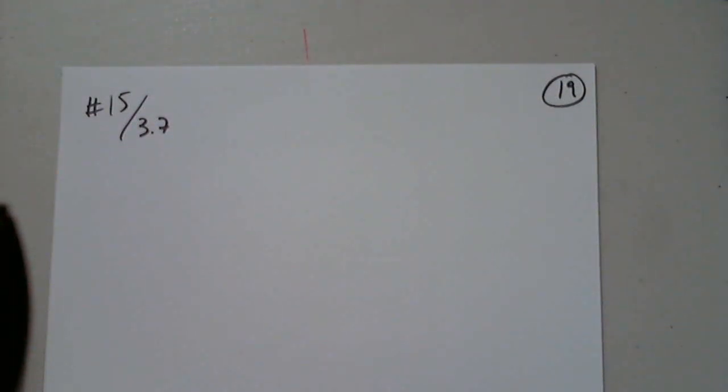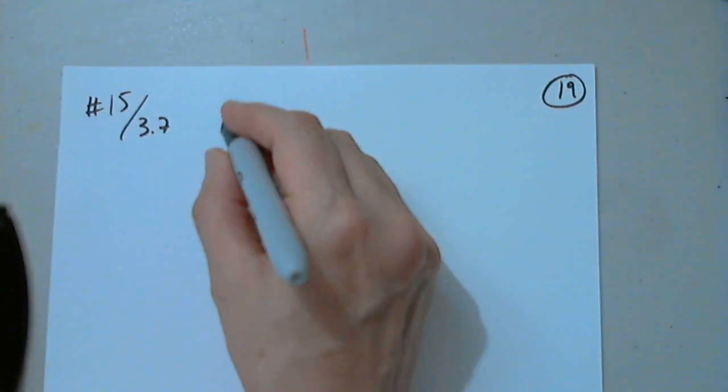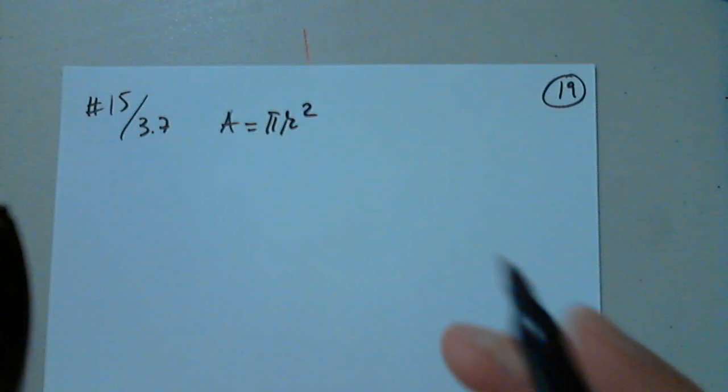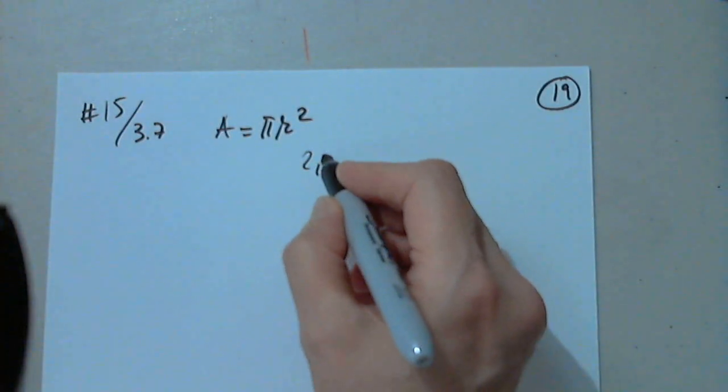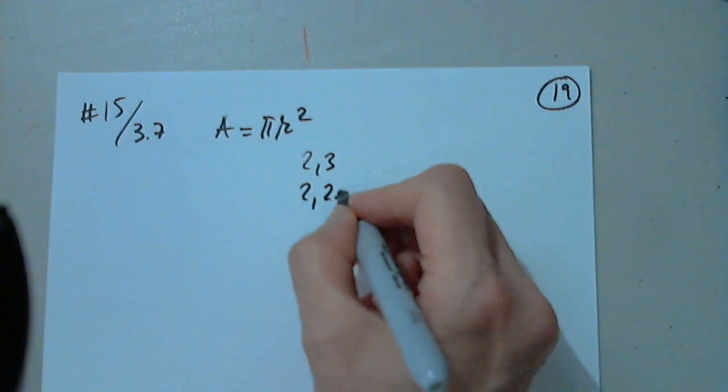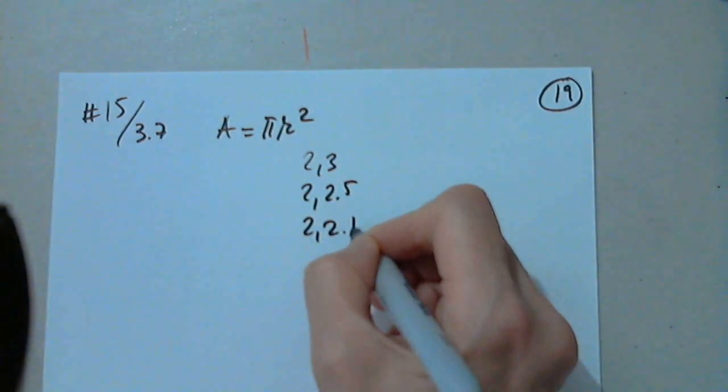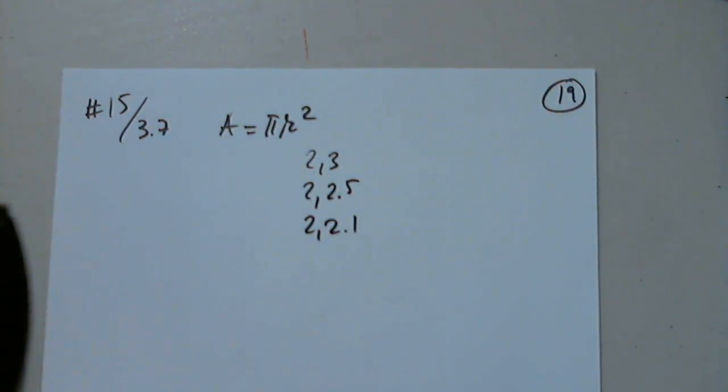Find the average rate of change of the area of a circle with respect to the radius. Area of a circle, so this is area equals pi r squared. We have r changing from 2 to 3, from 2 to 2.5, and from 2 to 2.1. Average rate of change of the area with respect to the radius, if r changes from 2 to 3.